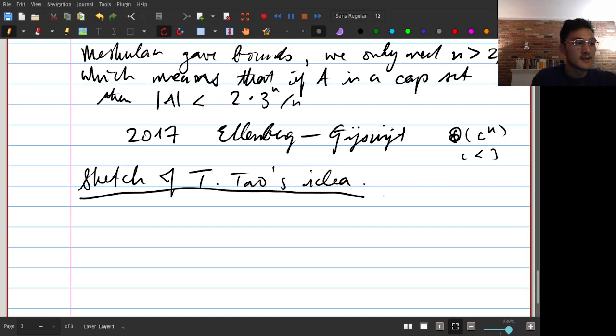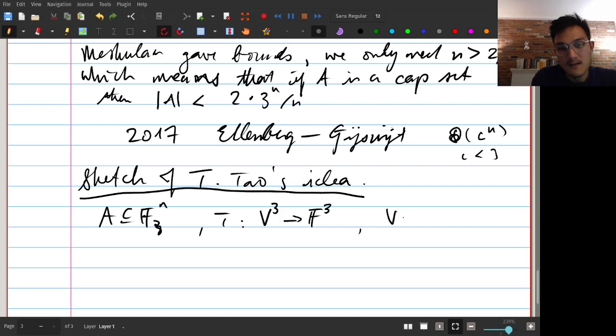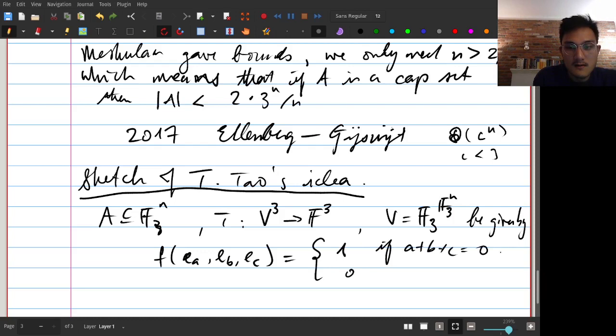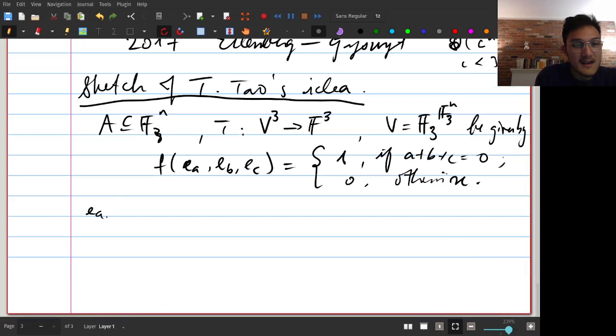Okay, so we're given a subset of F3 to the n. Right now it's just any subset. We let T from V cubed to F3, where V is F3 to the n, be given by T of e_a, e_b, e_c equal to 1 if a plus b plus c is equal to 0, and 0 otherwise. And what are e_a, e_b, e_c? So e_a of x is equal to 1 if x is equal to a and 0 otherwise.